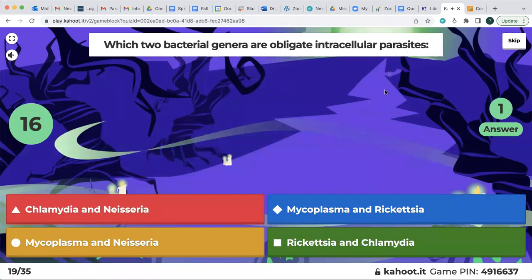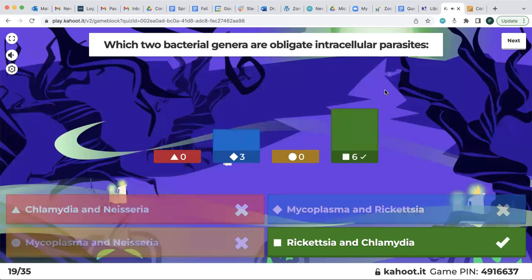All right, which two bacterial genera are obligate intracellular parasites? Yep, Rickettsia and Chlamydia. That's an important thing to know. Just know which two genera of bacteria are the obligate intracellular parasites: Rickettsia and Chlamydia. They're the only two.